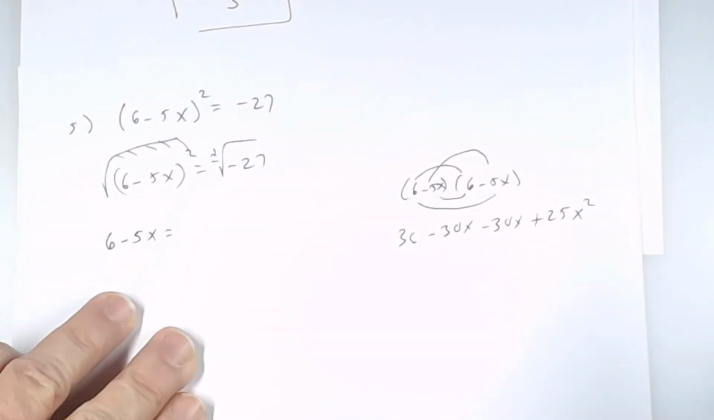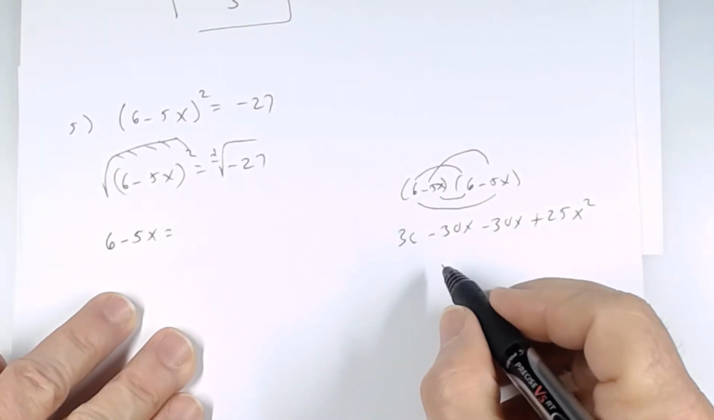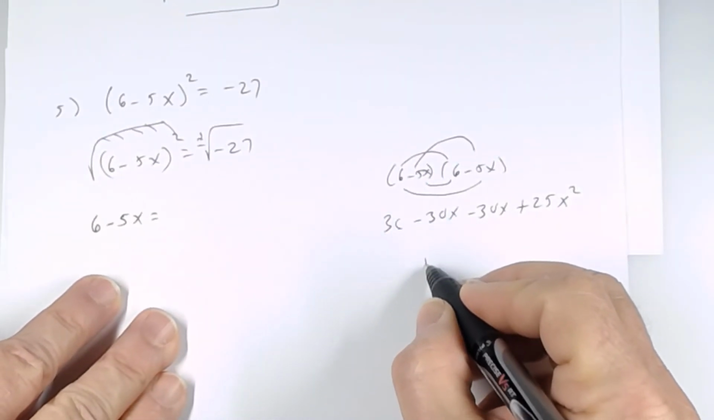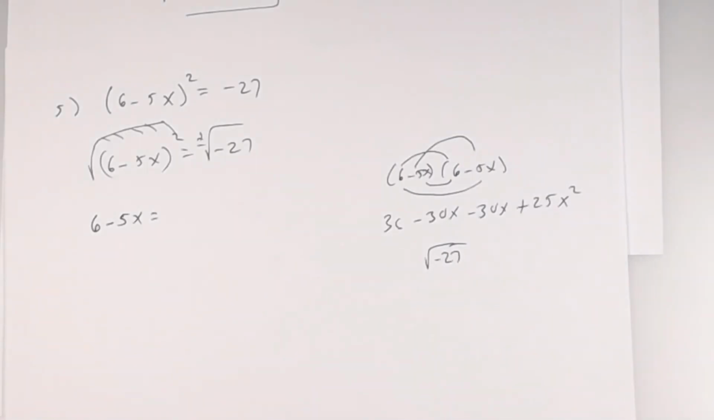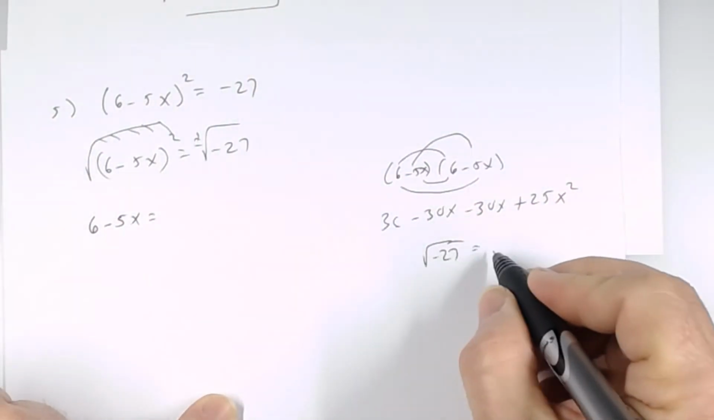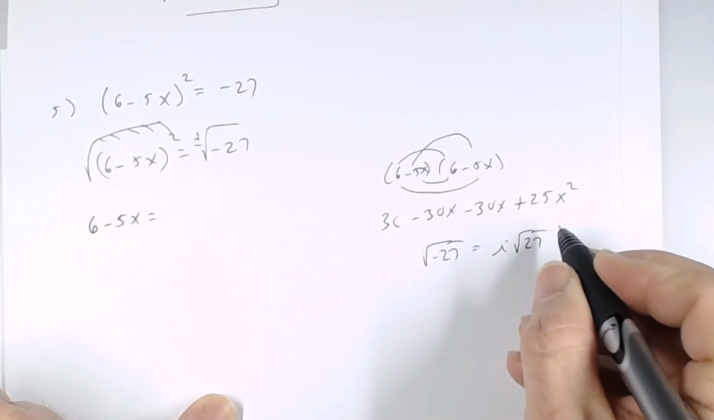Okay, now let's go off to the side and deal with the square root of negative 27. Before I go any further, are my solutions going to be real or imaginary? Imaginary, and you are going to have a square root in your answer. So y'all do agree that that's going to be i square root of 27 at this point?